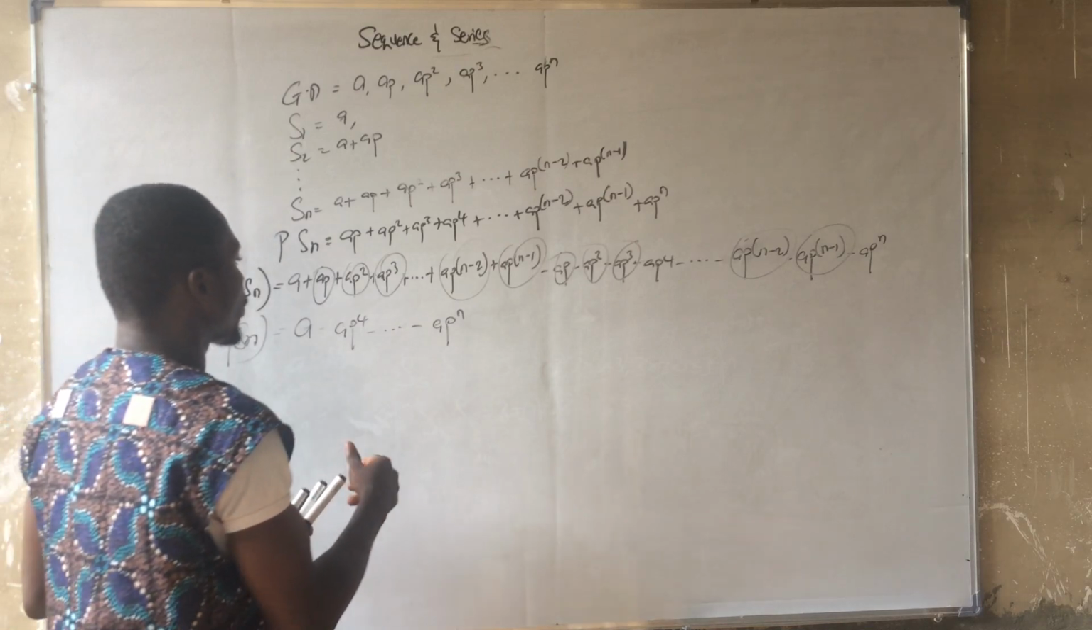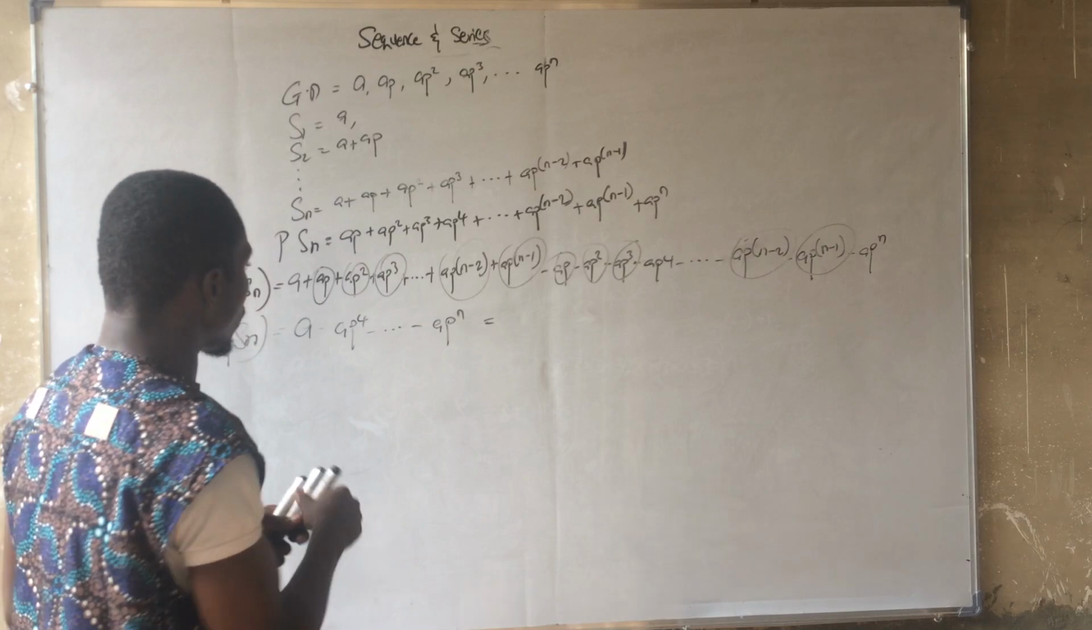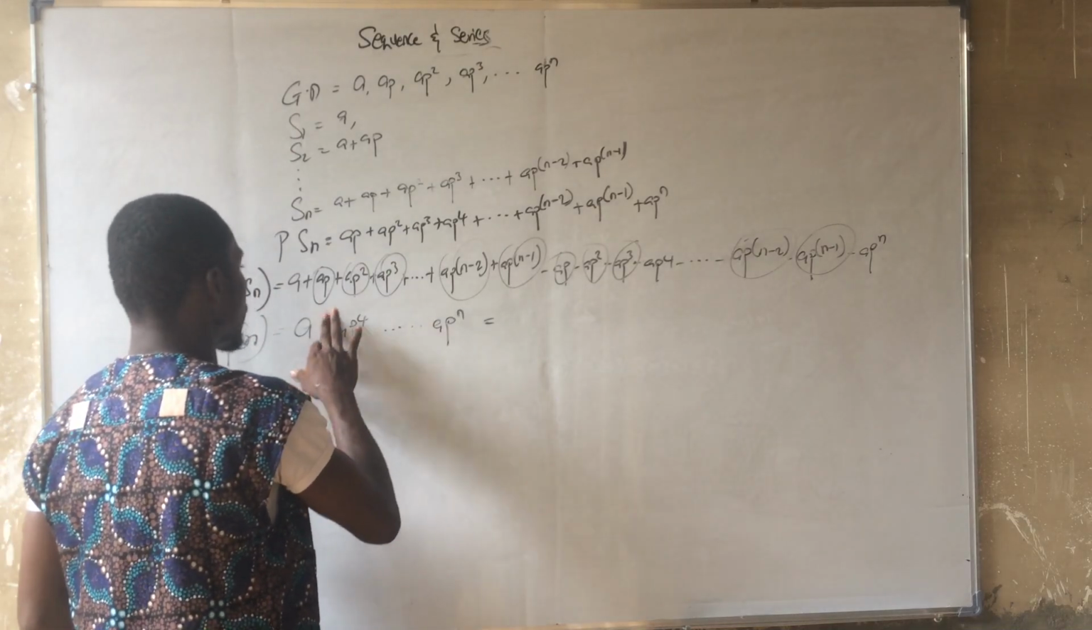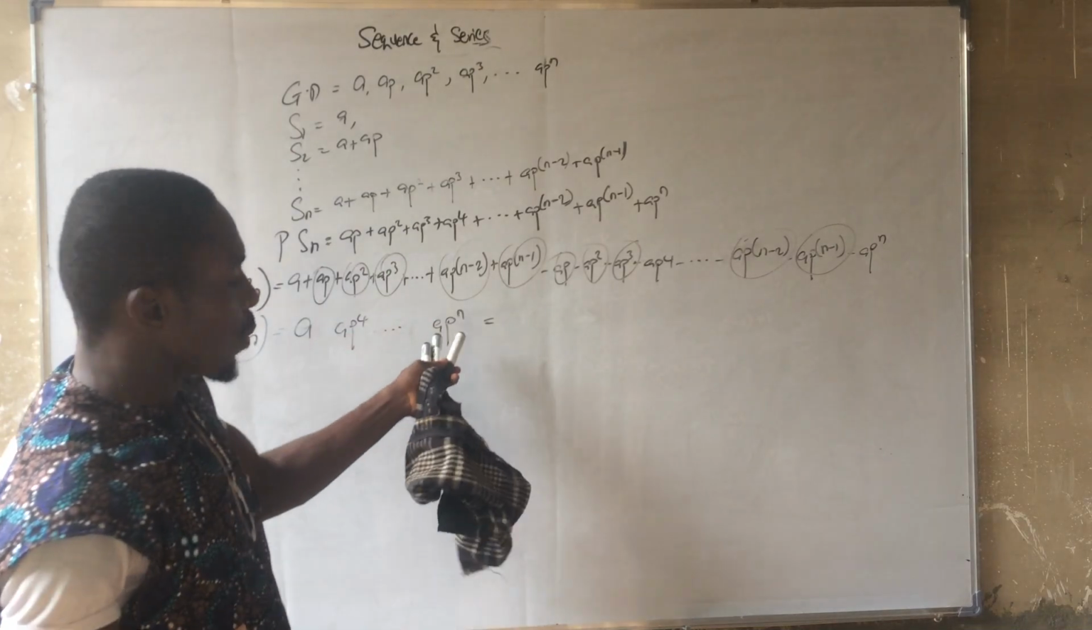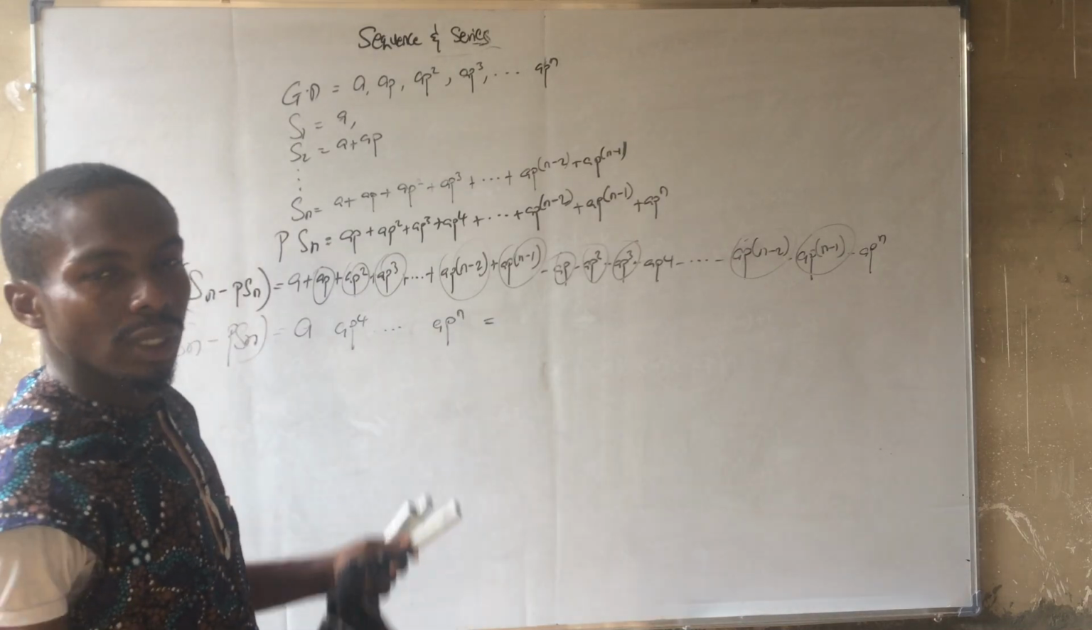So now we say, let us just remove these negative signs. You see that P raised to the power n is far bigger than P raised to the power 4, because we don't know what n is.